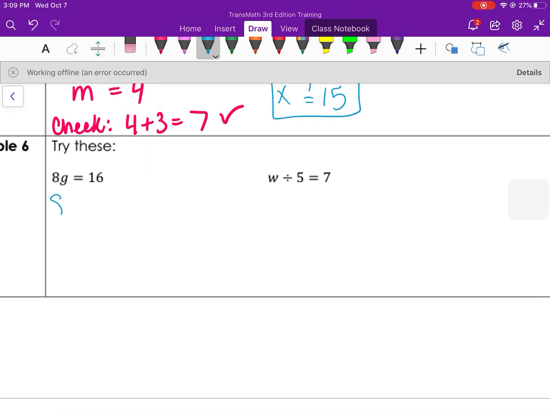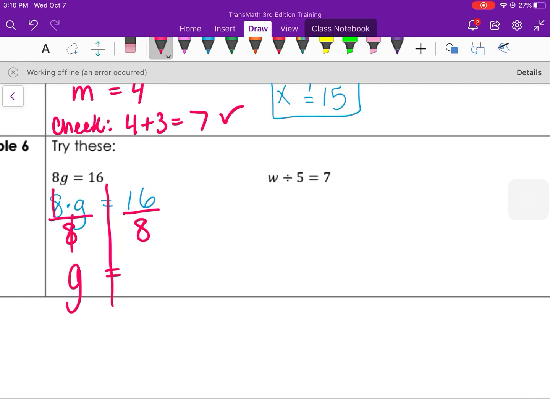So here, this means 8 times G equals 16. So if I want to figure out what G is, the opposite of multiplying by 8 is to divide by 8. And remember we use the fraction bar to divide by 8. So I'm going to do that to both sides of the equation. Because on the left, 8 divided by 8 is 1. So I just get G equals, so these 8s cancel. And then 16 divided by 8 is 2. Now I can go back and check this because 8 times 2 is 16. So G equals 2 is my solution.